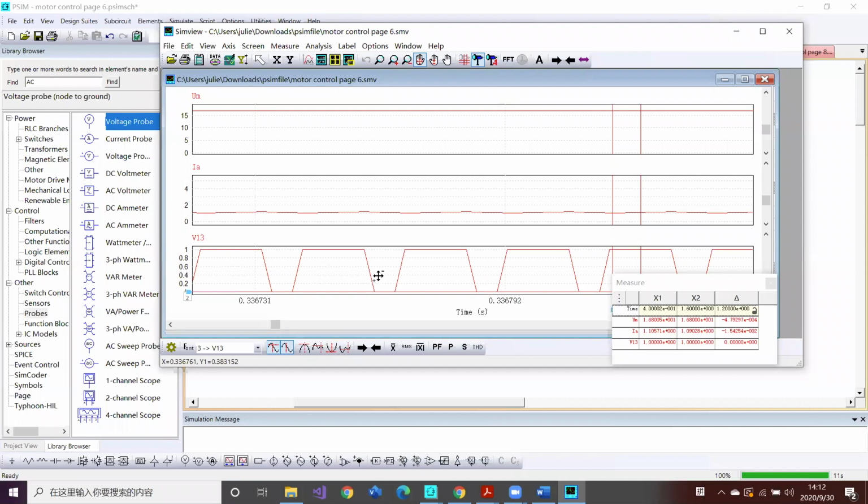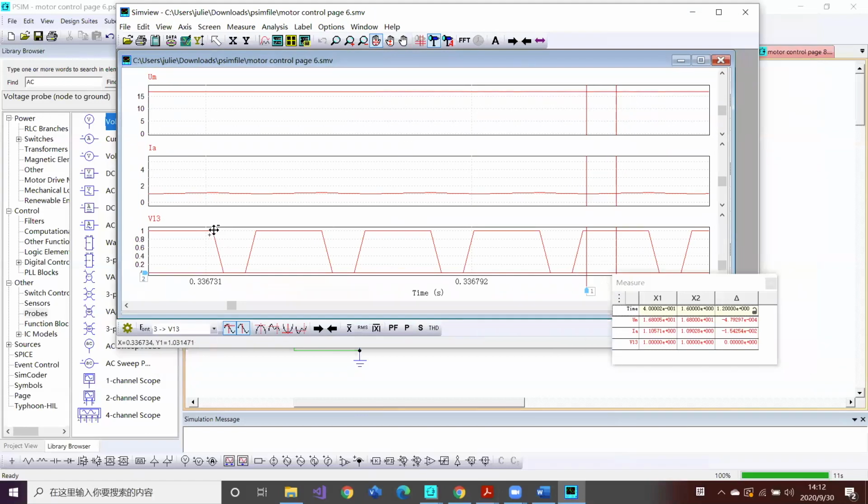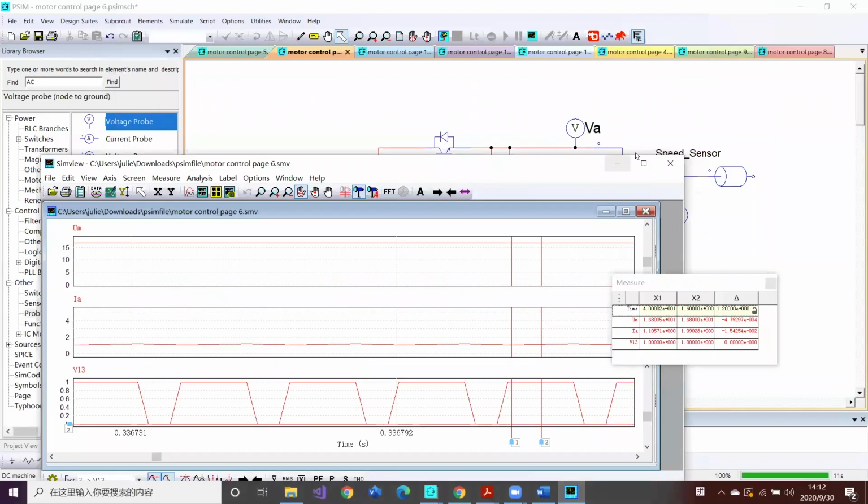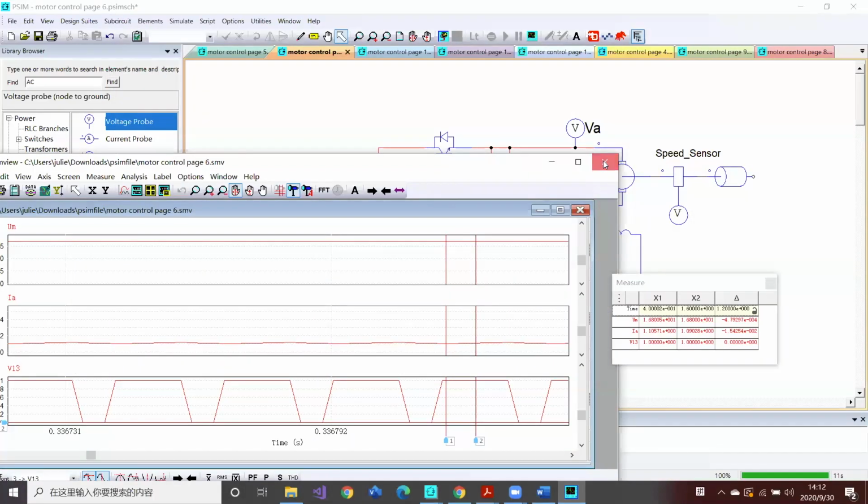So, can you see that this is not a square wave? It gives you a slope, and for the measurement, the output uses the value from here to here. The on state uses the value from here to here. So it will be slightly larger than what we designed, but it's okay.